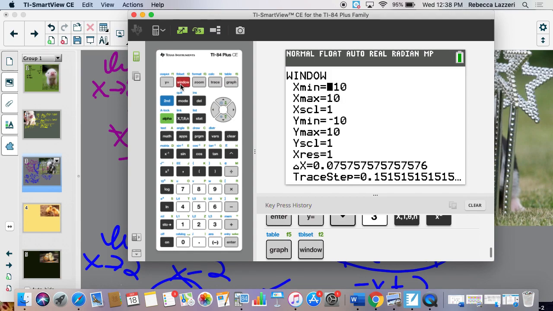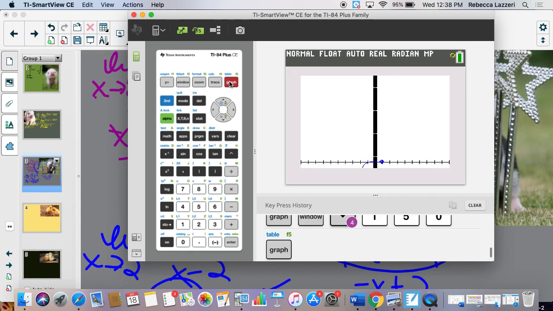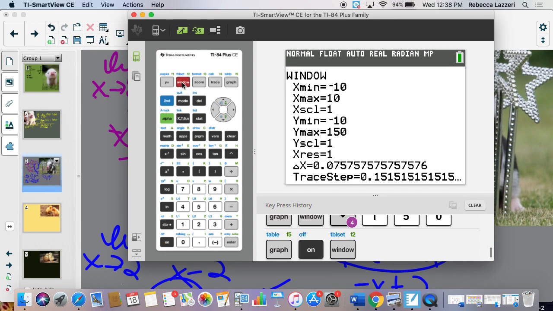Now I can change my window and go up to like 150, and I probably will see it. Still, I may still not see it. Go to Zoom a bit. Okay, hang on, we usually don't do that. I'll talk about that later. I'm going to go to 200, because in table it said 160 something, I think.